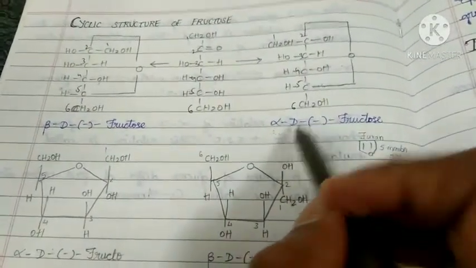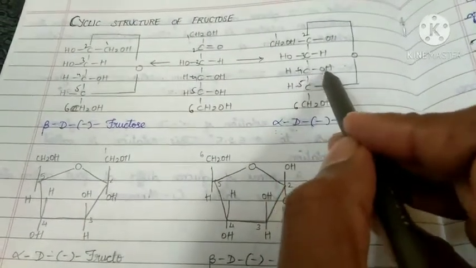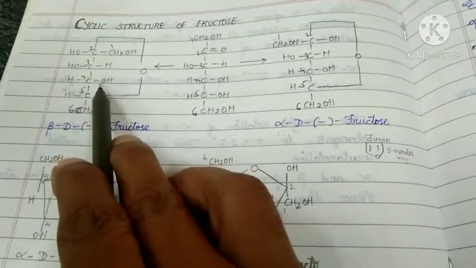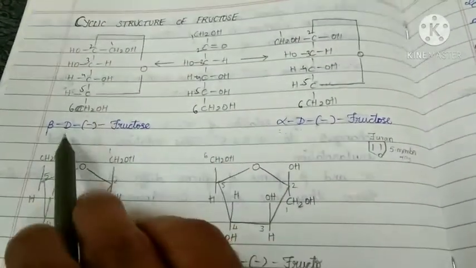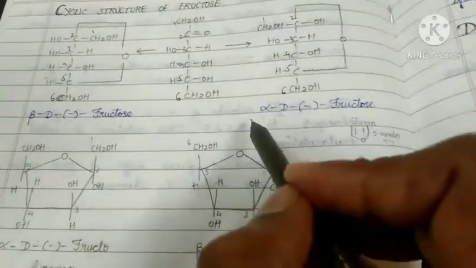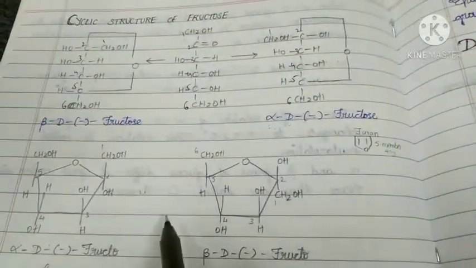Next, why is it D? Because this is the highest chiral carbon. On the highest chiral carbon, OH is present on the right side. Here also, on the highest chiral carbon, OH is present on the right side. So that is why it is D. Then why should we put minus? Because naturally occurring fructose is levorotatory. That is why we should put a negative sign.